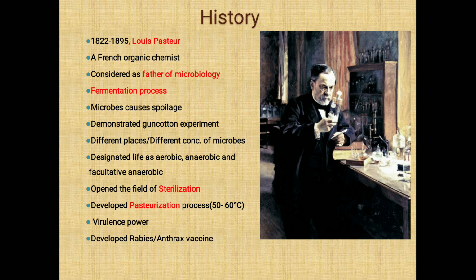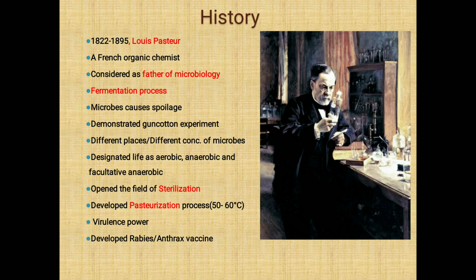There are various methods of sterilization, for example, dry heat sterilization and moist heat sterilization. These methods of sterilization were also discovered by him. The different equipment, for example, the autoclave as well as the hot air oven for sterilization, was also discovered by Louis Pasteur. Then he also developed the pasteurization process. Pasteurization is a process of preservation, and it is mainly used for pasteurization of milk.